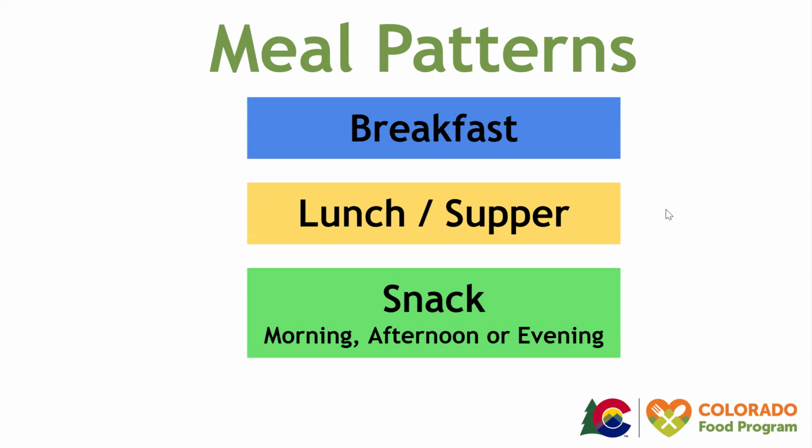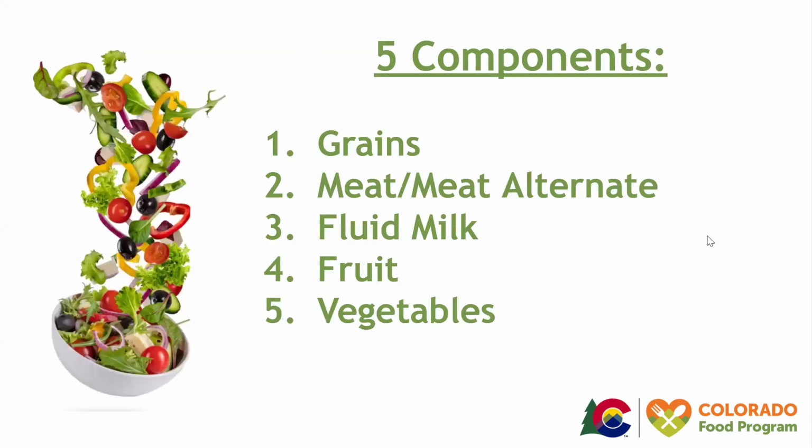Alrighty, so there are 5 food components in the CACFP, and each meal has a different requirement for which and how much of all of these components are served. The first one is grains. The second is meat or meat alternate, such as yogurt. The third is fluid milk. The fourth is fruit. And the fifth is vegetables. And we're going to go through all of these components in depth with lots of examples for you.